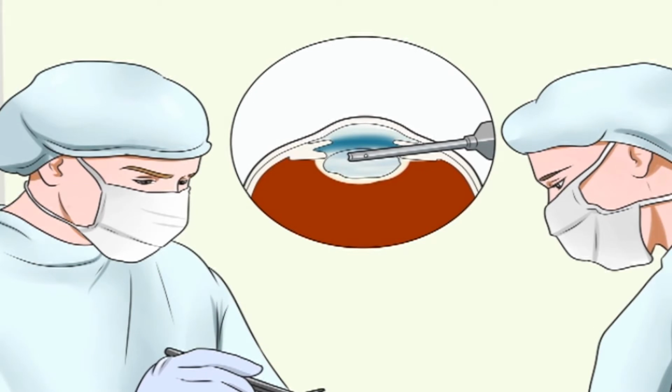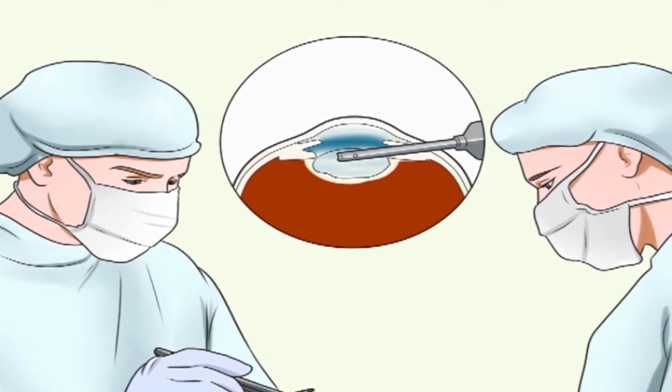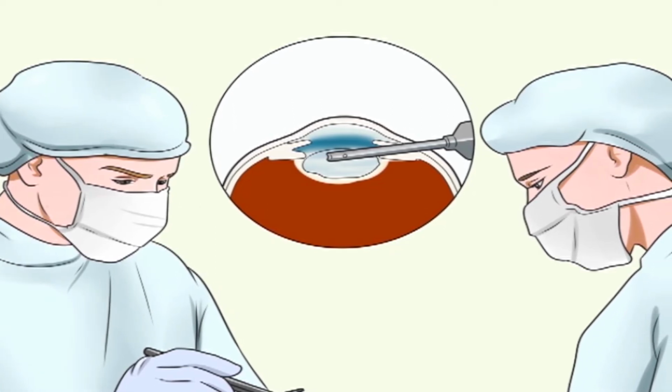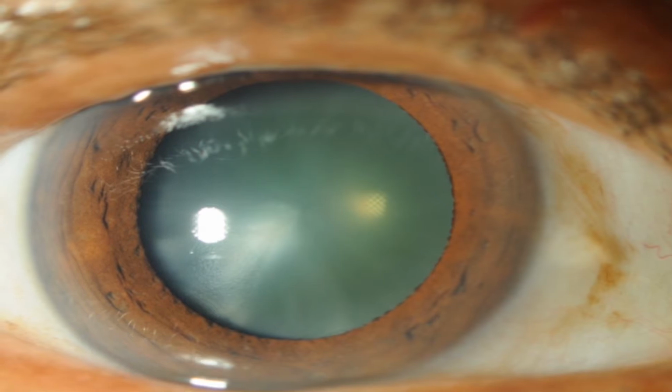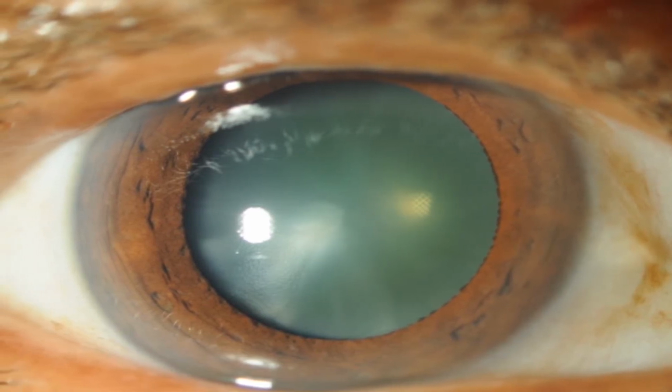Cataracts are very common in older people. By age 80, more than half of all Americans either have some degree of cataract or have already undergone cataract surgery in one or both eyes. By age 95, this percentage increases to almost 100%.